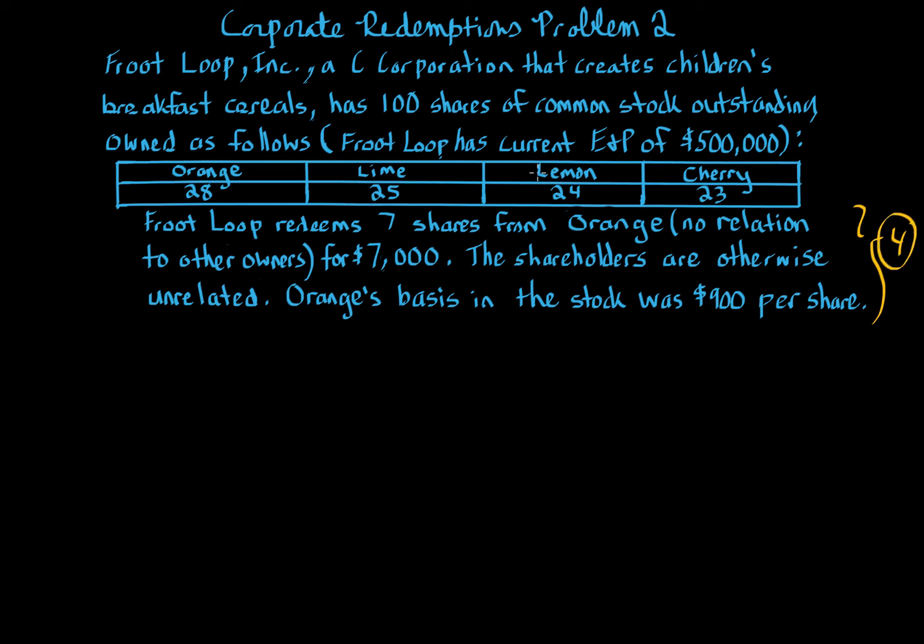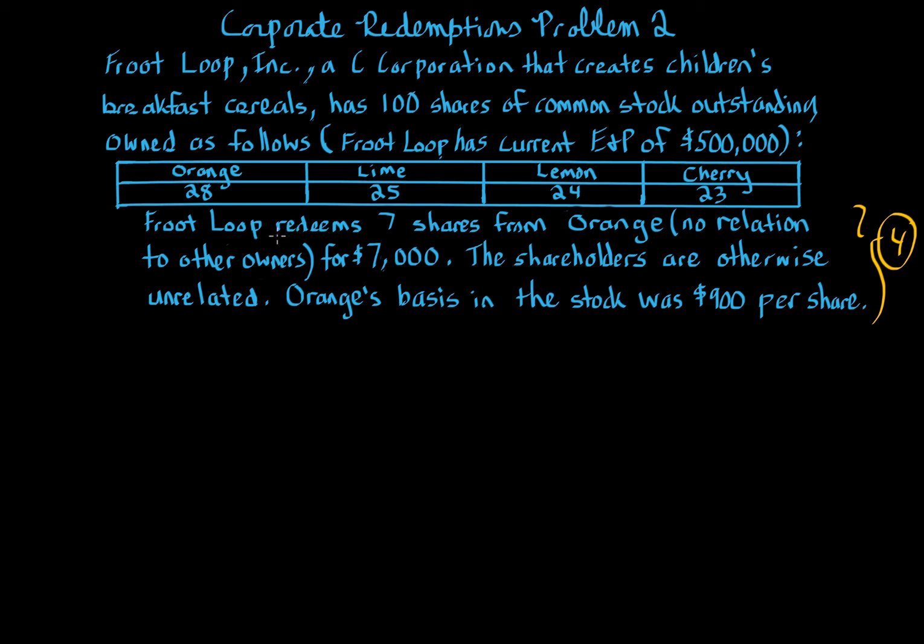So again, the facts stay the same up top to the chart. Fruit Loop redeemed 7 shares from Orange. Orange has no relation to the other owners, for $7,000 cash. The shareholders are otherwise unrelated. So no shareholders here are related. Orange's basis in the stock was $900 per share.